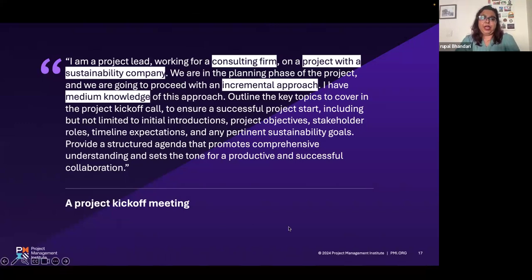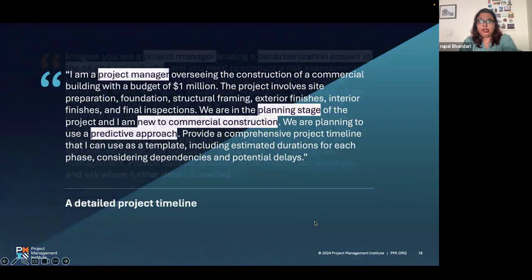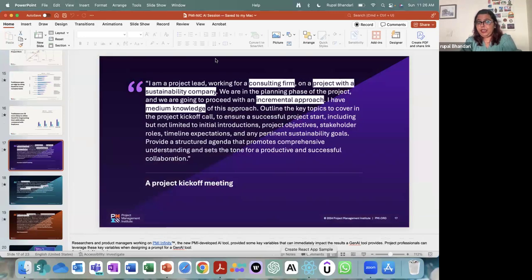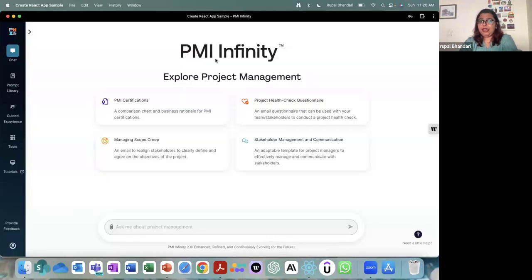But okay, so we're going to go through 3 different tasks and use cases, one in each bracket, one in automation, one in augmentation, and one in assistance. The tool I'm going to have open here is going to be PMI Infinity. The reason I'm using PMI Infinity is because as a PMI team member, that is really the only tool I can officially endorse.